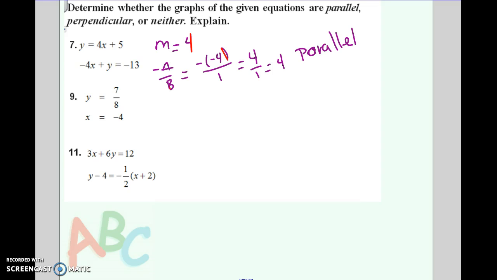So take a second, try the next two, and see if you can figure them out. Make sure you pause the video. Okay, since this has a y equals but no x, it's automatically a horizontal line, a y equals equation. Horizontal lines have 0 slope. This one is an x equals with no y, so it's a vertical line, which means it has an undefined slope. And since these two are complete opposites of each other, that tells us that these two are perpendicular.